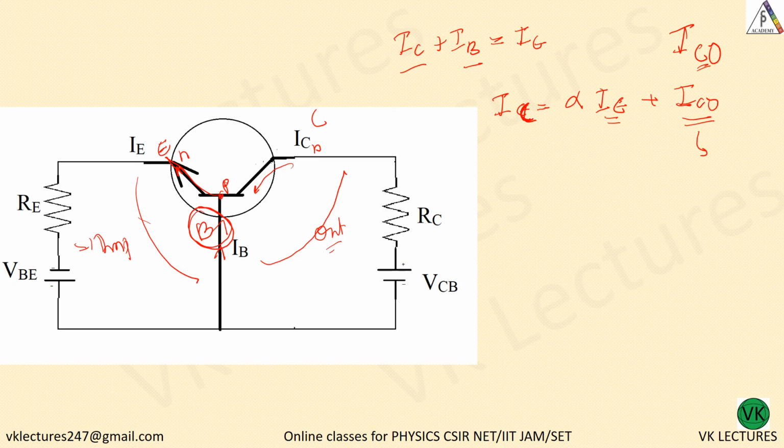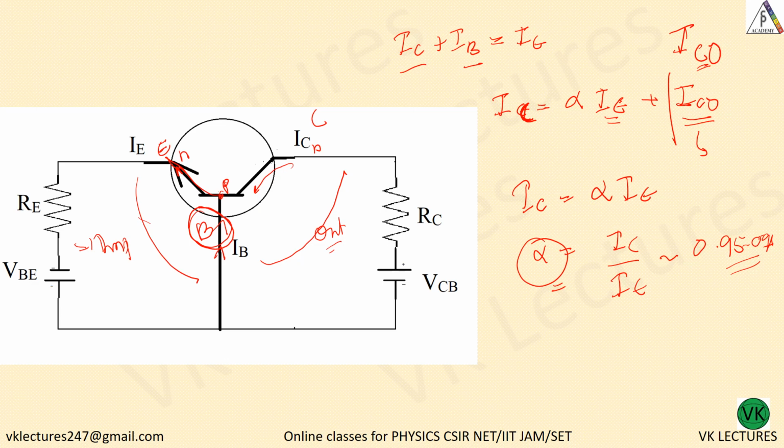Okay, so neglecting this, we can write IC is equal to alpha times IE, which means alpha is equal to IC by IE. This value is around 0.95 to 0.98. This alpha is called the current amplification factor in common base. This is common base. So alpha is the current amplification factor in common base.